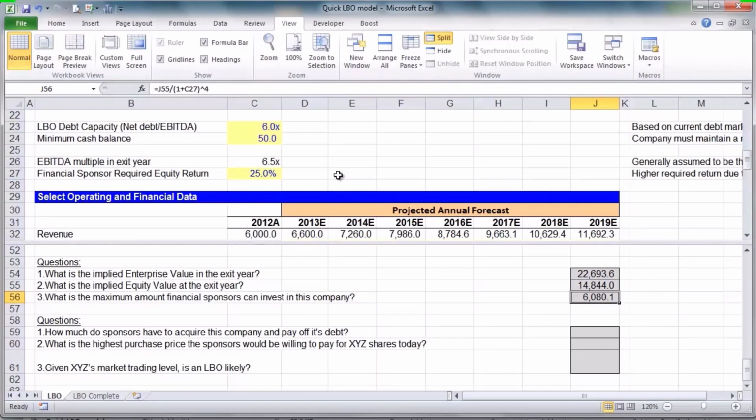That's how we answer those first 3 questions. Now, the second 3. Basically, we want to know how much money do we have today to buy the company's equity and pay off its debt. How much money do we have to play with today?